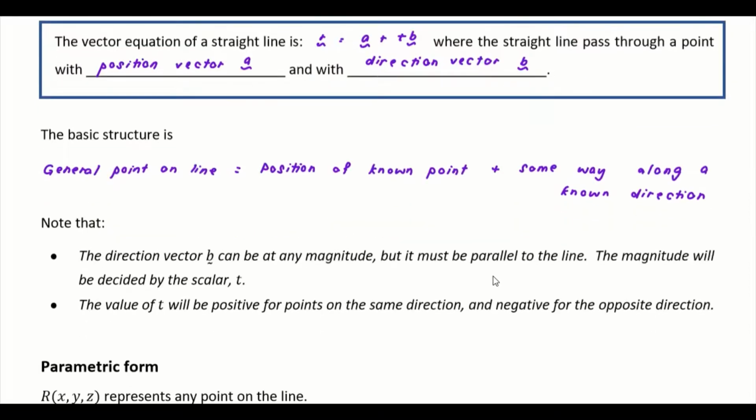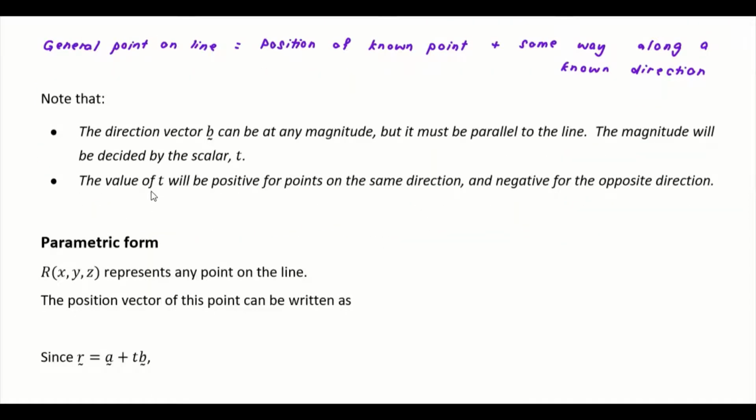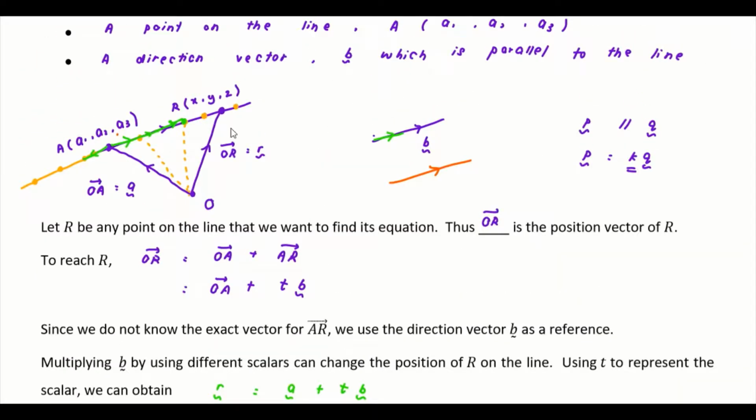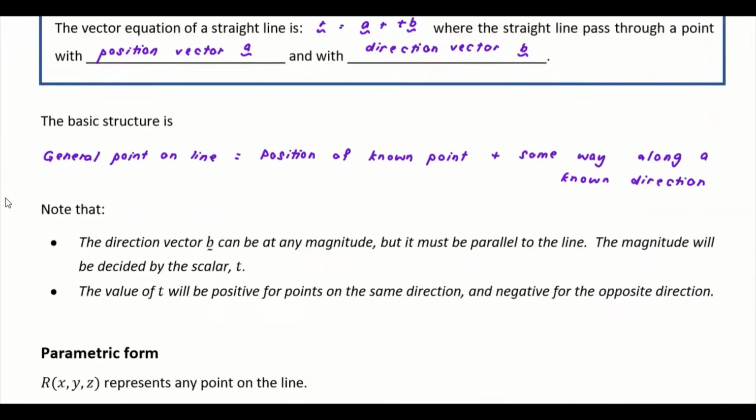Then the second thing is the value of T will be positive for the points that are in the same direction. If this is the direction of our AR, then any point on that side of A will give you a positive scalar T. If it's on the other side, you'll get a negative scalar, which enables you to go in the opposite direction. Okay, so that's the idea.